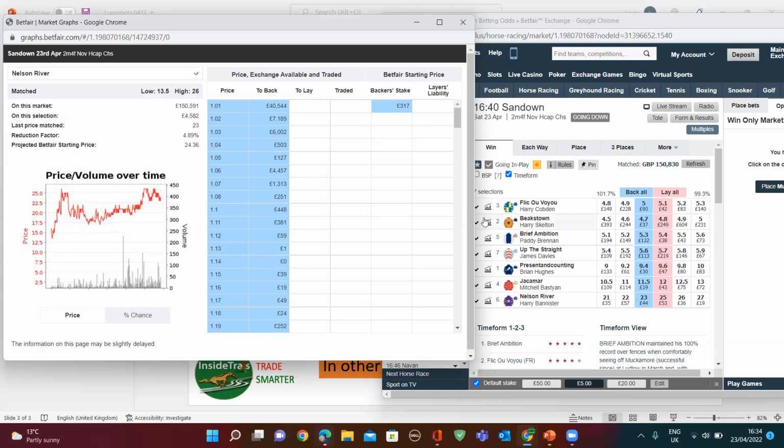And the one that interests me the most is Beakstown, and the other 3 are evenly weighted. The other 3 short-price horses are either overweighted or evenly weighted. So again, there we go. That's how to look at the race. That's how to think about which horse to go for.